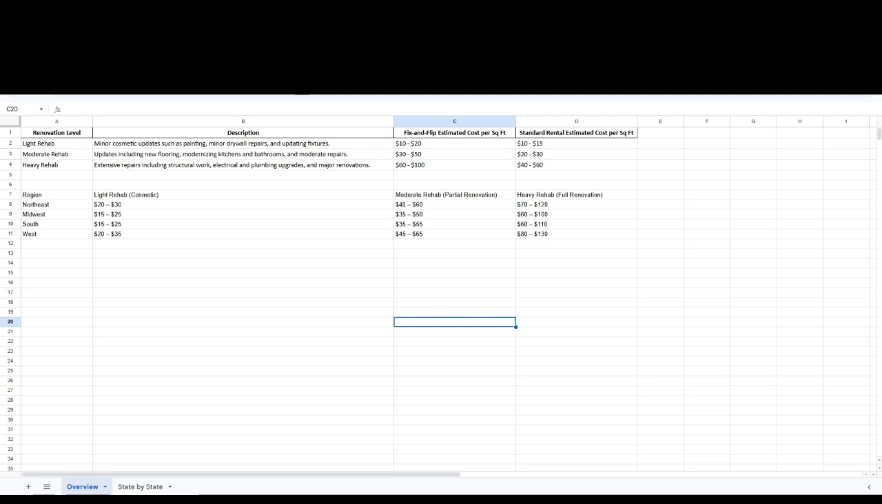So for a light rehab, minor cosmetic updates such as painting, some drywall holes, nail holes, things like that for pictures, even a punch in the wall, whatever, and updating fixtures is going to cost you on a fix and flip about $10 to $20 a square foot. On a rental, about $10 to $15 a square foot.